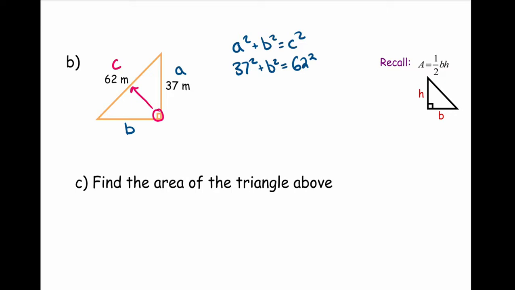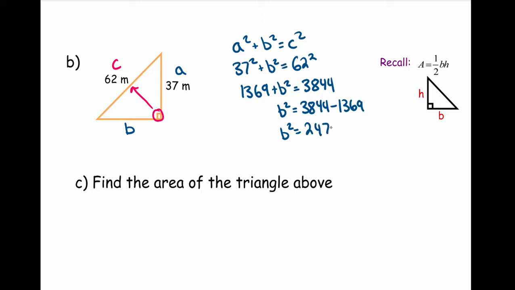I'm going to simplify some of my exponents. So 1,369 plus b squared equals 3,844, or 62 squared. I want to get the b squared by itself, so I'm going to move the 1,369 over to the other side and subtract it. B squared equals then 2,475.